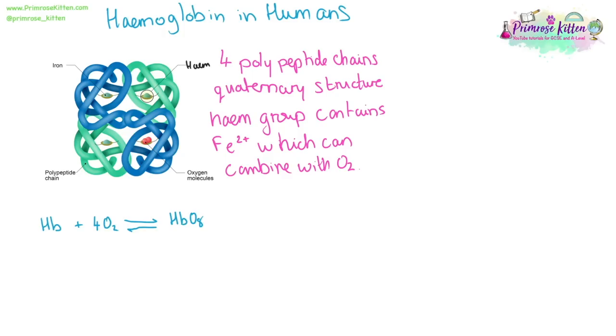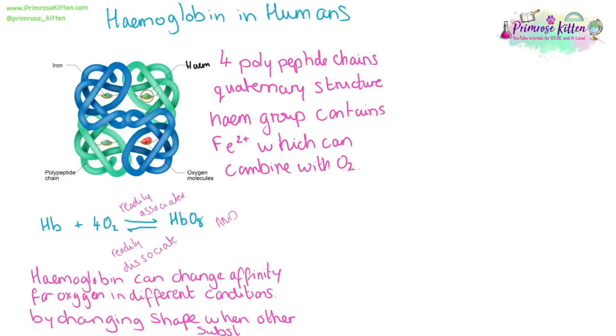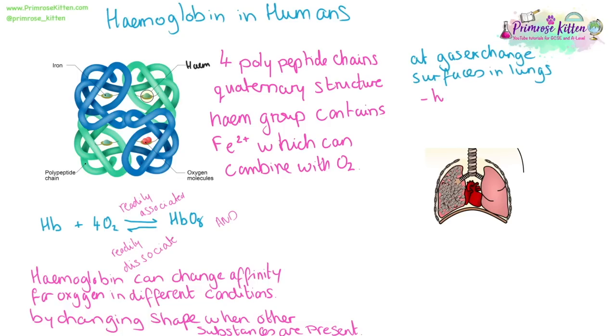Hemoglobin will combine with 4 oxygen molecules in a reversible reaction. Oxygen will readily associate with hemoglobin and readily dissociate with it, meaning that hemoglobin can change its affinity for oxygen in different conditions. This is done by changing shape when other substances are present. This will happen at gas exchange surfaces.